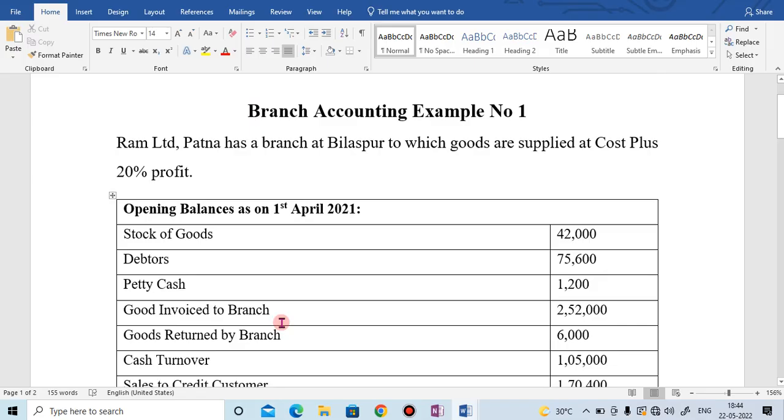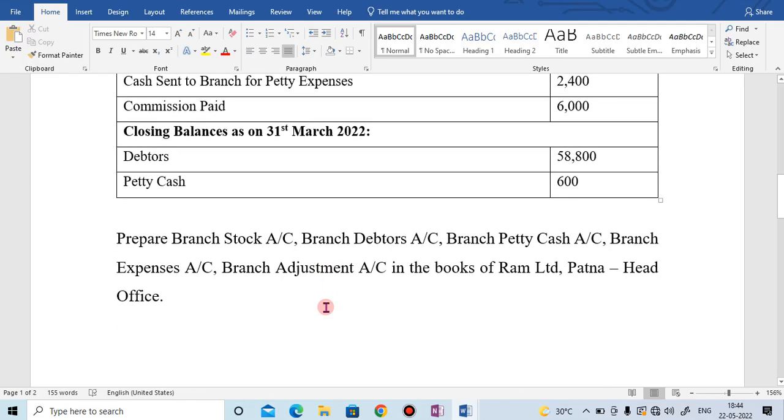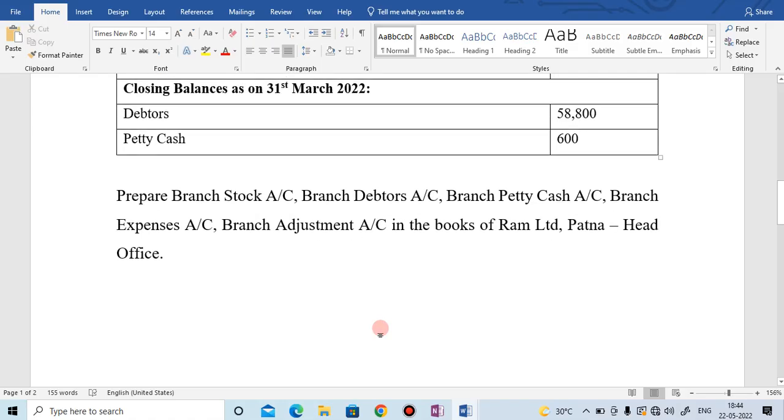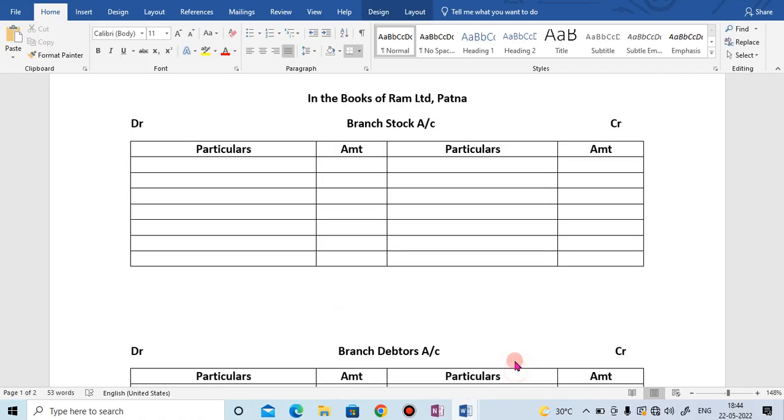branch accounting. Now in my last lecture I explained the format of each account: branch stock account, branch debtors account, branch petty cash account, branch expenses account, branch adjustment account, then branch fixed asset account, and so on. So you can refer to my last lecture to prepare these accounts. Now in this example we have to prepare a total of 5 accounts. So first of all we will prepare the accounts. In this way you have to prepare the account.